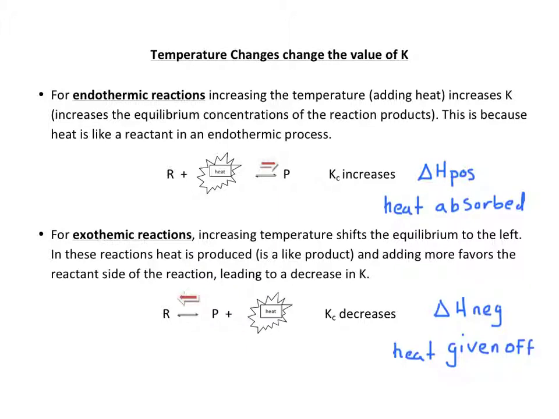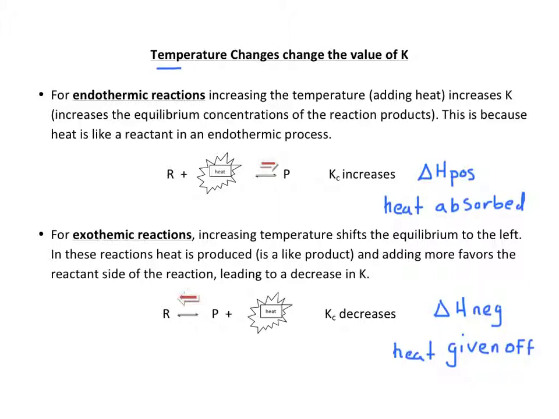In the case of concentration and pressure changes, the value of K, the equilibrium constant, remains the same. What changes, however, is the relative amounts of reactants and products, and those changes occur so that that ratio, products over reactants, can return to the equilibrium value.